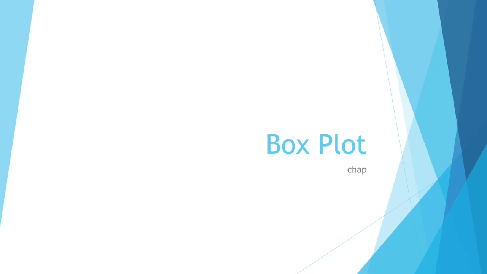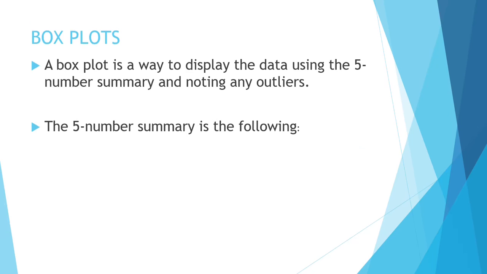Let's look at the box plot. A box plot is a way to display the data using the 5-number summary and noting any outliers. The 5-number summary is the following. The minimum, Q1 or the first quartile, the median, Q3 or the third quartile, and the maximum. So the 5-number summary is the minimum, Q1, the median, Q3, and the maximum.